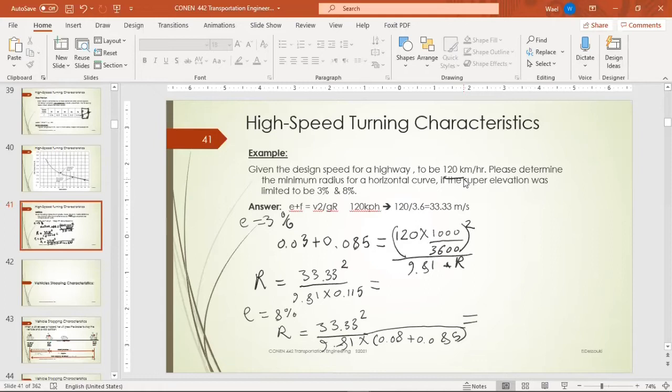So the first one, yes, 984.7, and what are the units? Meters. The second one, 686.3 meters. Okay. Any questions so far? Okay.